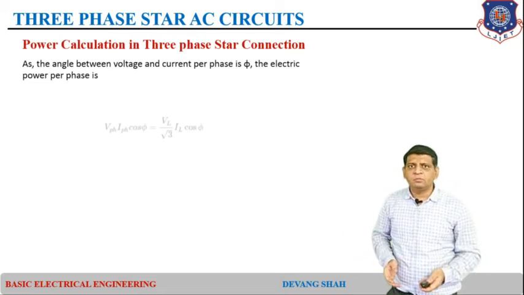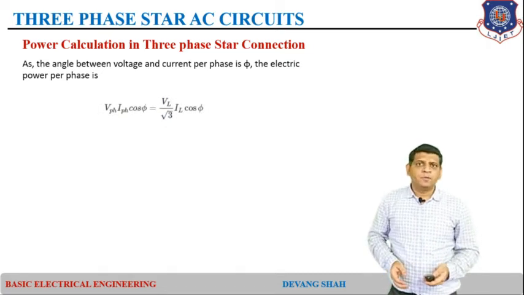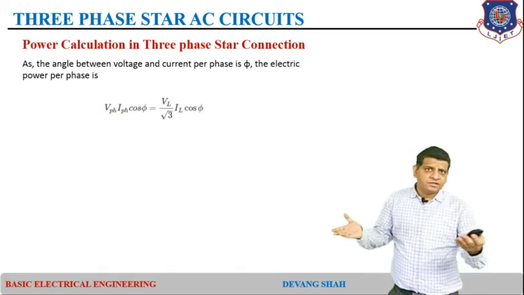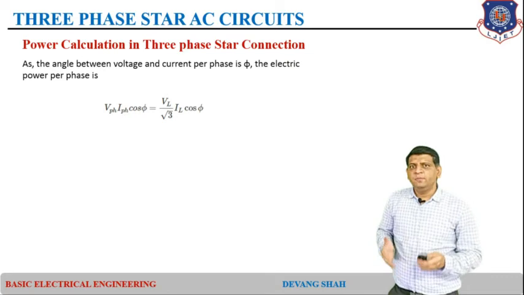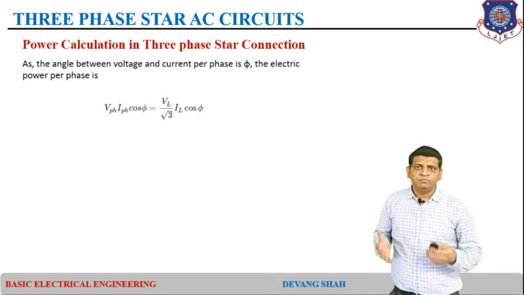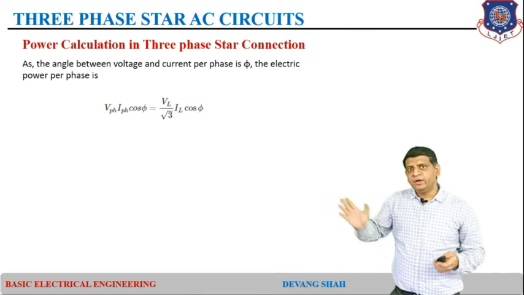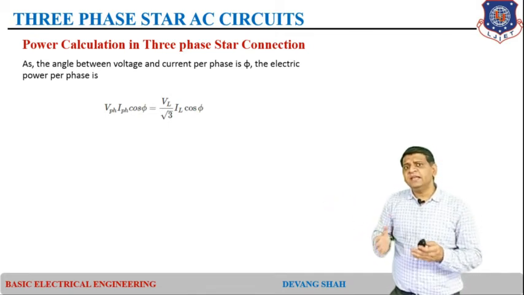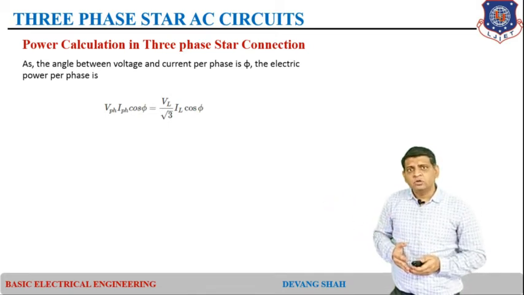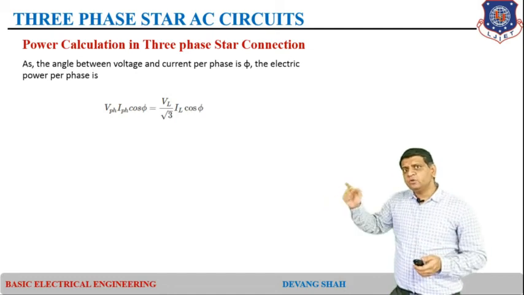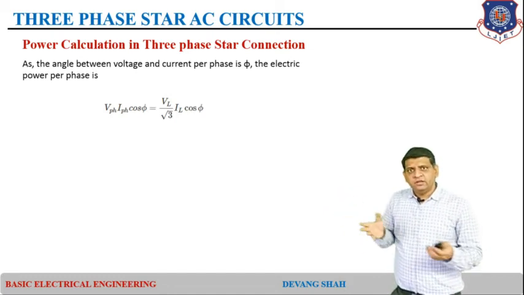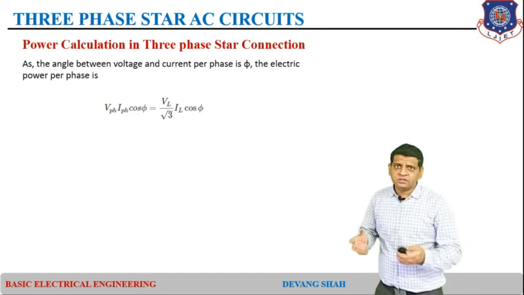Total power is nothing but 3 times the power per phase. If we simplify this equation, you get EPH into IPH into cos phi, and this is nothing but the power per phase, right? Now in this case you already found VL is equal to root 3 times EPH, so instead of EPH you can write VL by root 3, right? In the same way, IPH is nothing but IL for a star connection.